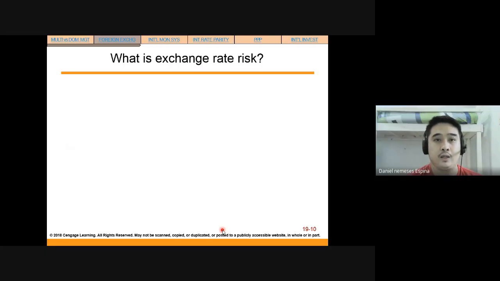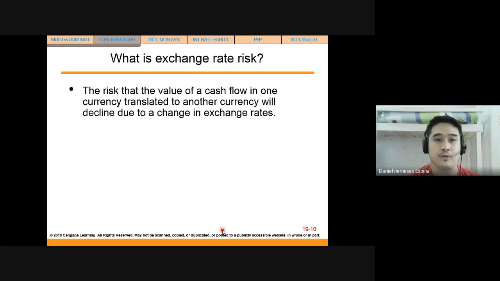So now we understand that translating or converting the foreign currency to dollar, or to the home country currency, has an exchange rate risk. When we say exchange rate risk, it is the risk that the value of the cash flow in one currency translated to another currency will decline due to the change in exchange rates. So we can actually feel this, diba?